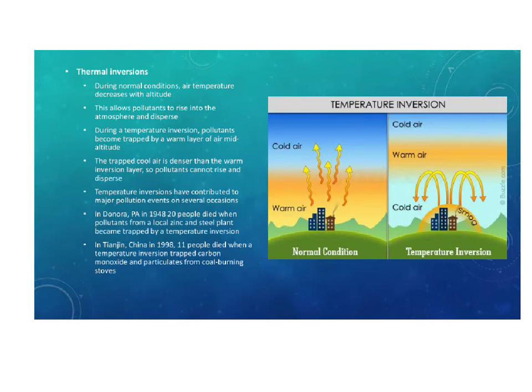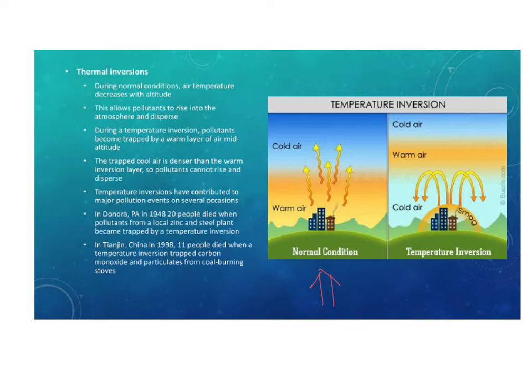Thermal inversions. During normal conditions, air temperature decreases with altitude. And that's this picture right here. So obviously the bottom part is the surface of the Earth. The surface of the Earth is generally warmer than the upper atmosphere. So as you rise into the atmosphere, we go from warmer air to cooler air. This is the normal condition.